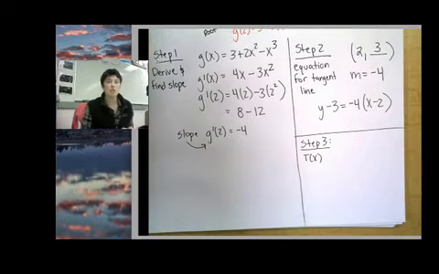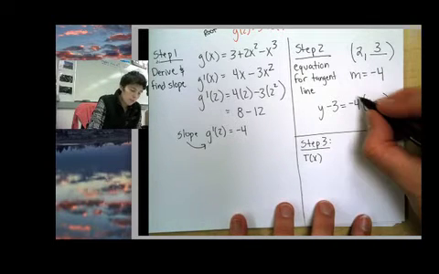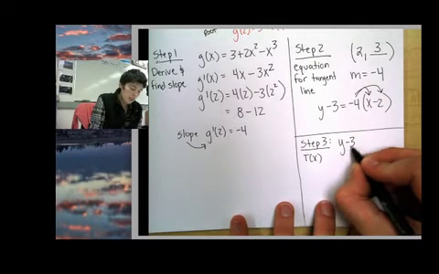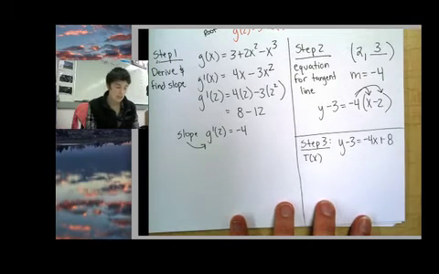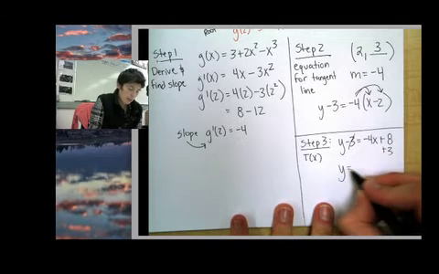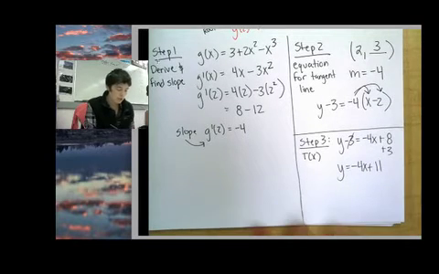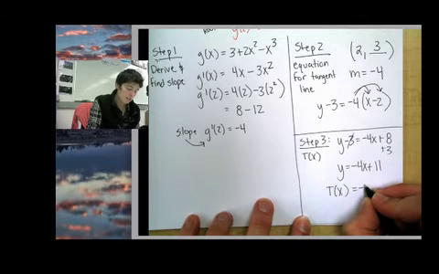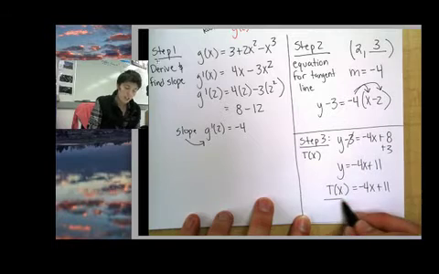I want the tangent line equation to be like a y equals. So I'm actually going to take this equation and multiply the -4 and do the distributive property and get y minus 3 equals -4x plus 8. -4 times -2 is an 8. Add the 3 over, and y equals -4x plus 11. There's my tangent line equation. So I'm going to rename this t of x equals -4x plus 11. That's good. So here is my tangent line.